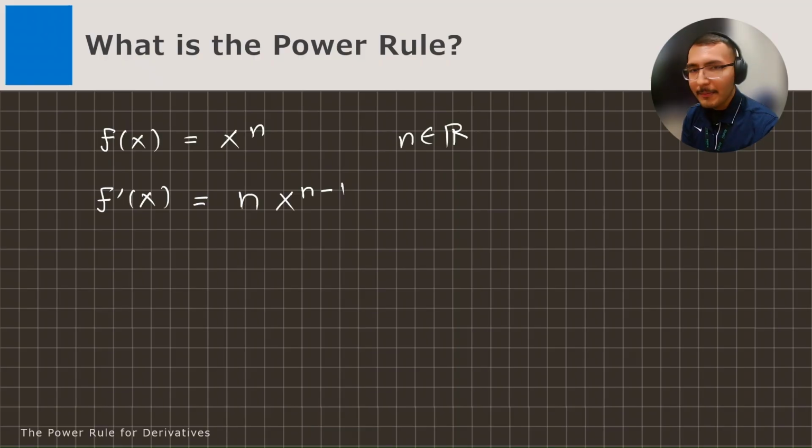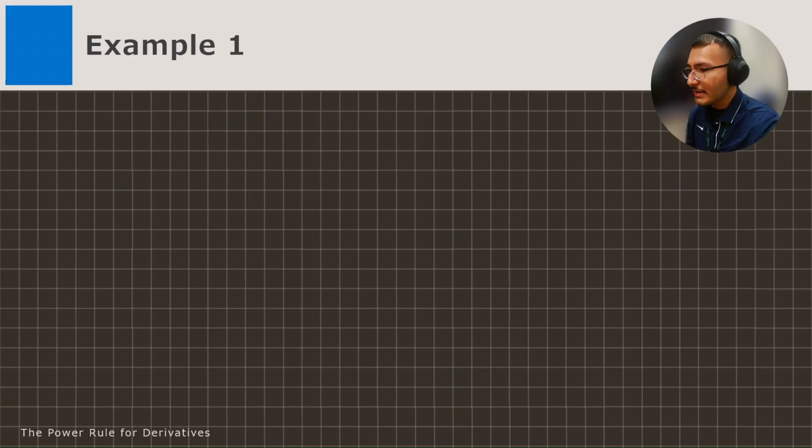So just recapping what we did right now. I took this n and moved it to the front right there. And then I took the n that was in the exponent and I subtracted 1 from it. So all of that right there is the power rule. So let's go ahead and see that in an example.